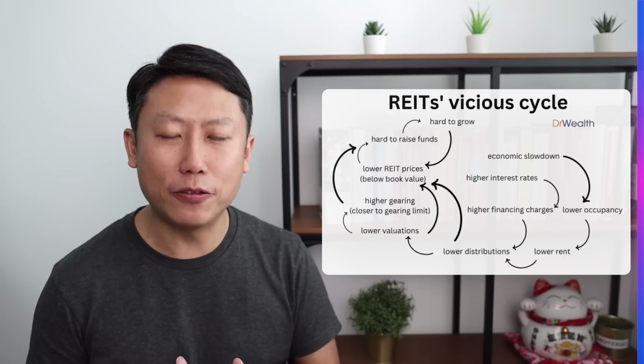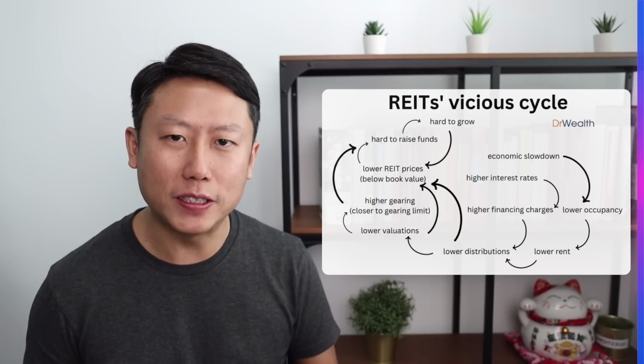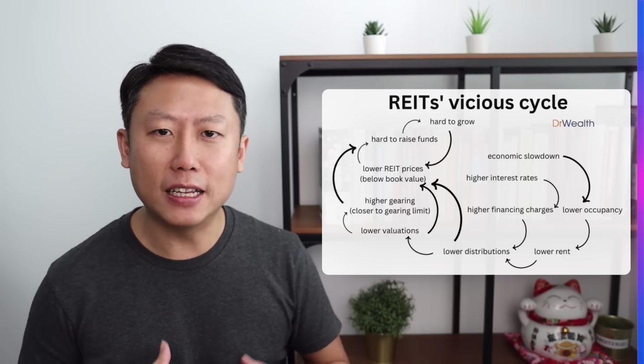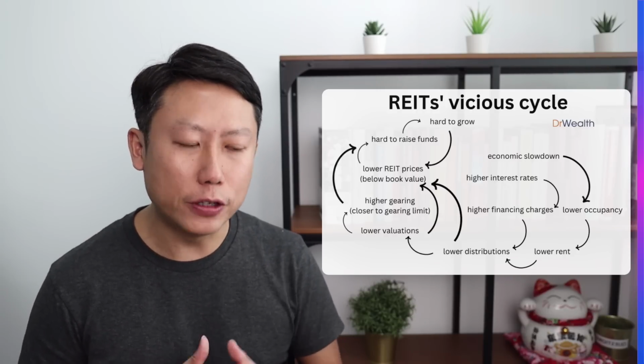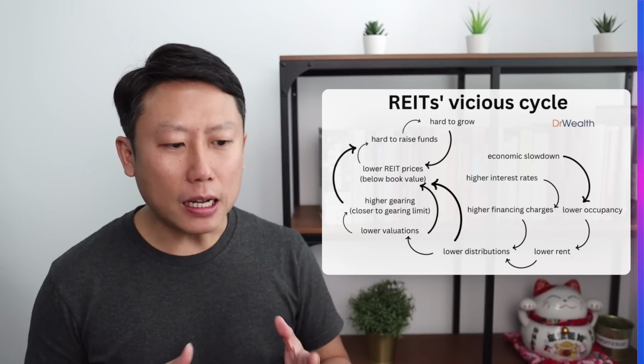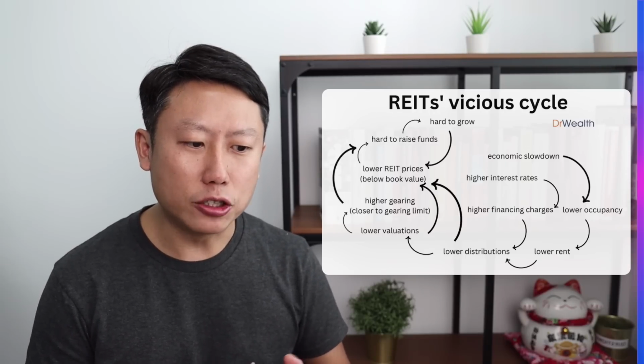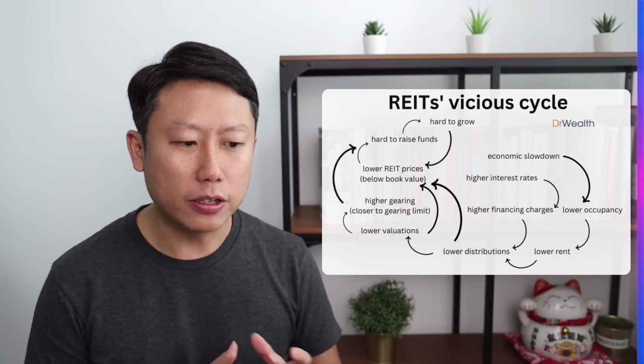And it's not just for Manulife REIT, okay? It's applicable for all the REITs out there. They have a virtuous cycle and then there's a vicious cycle. Okay, so let's talk about the vicious cycle right now. And we start off from the economic slowdown and the high interest rate somewhere in the middle of the chart. Okay, you can see there.